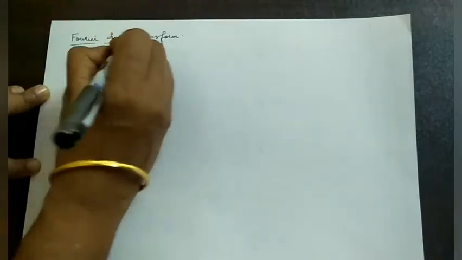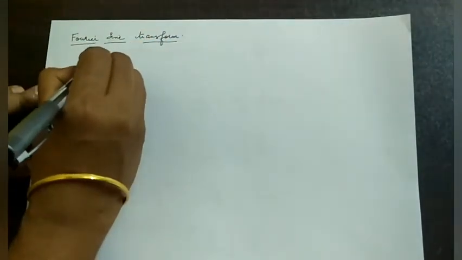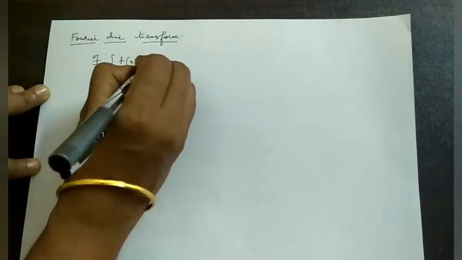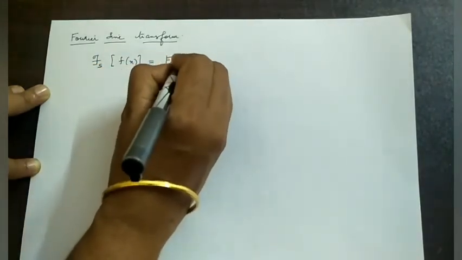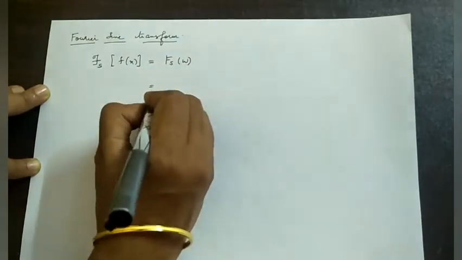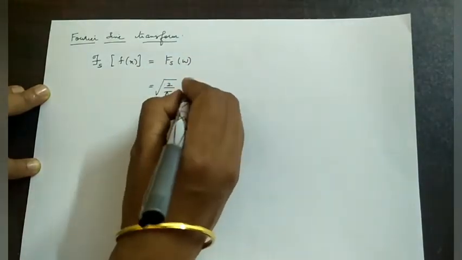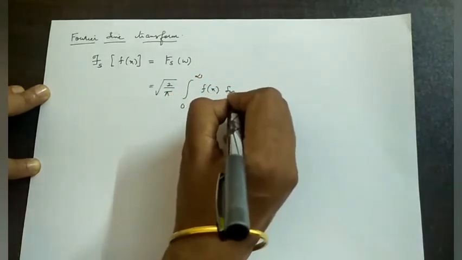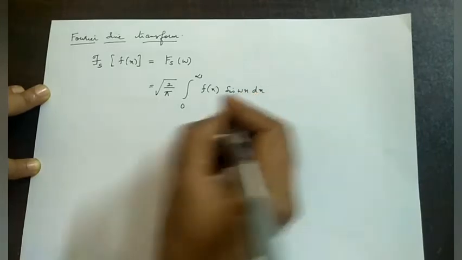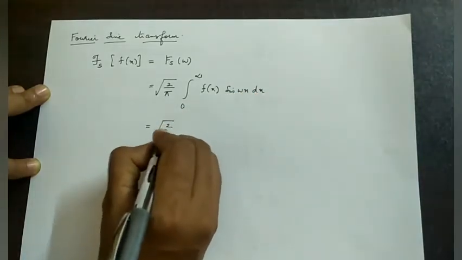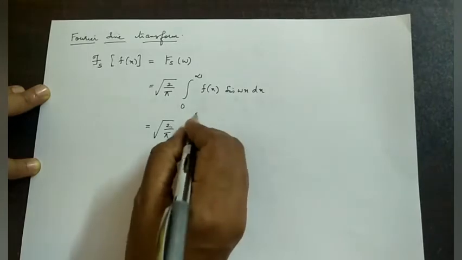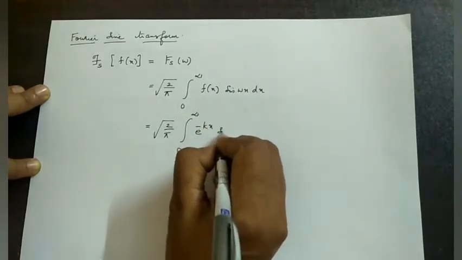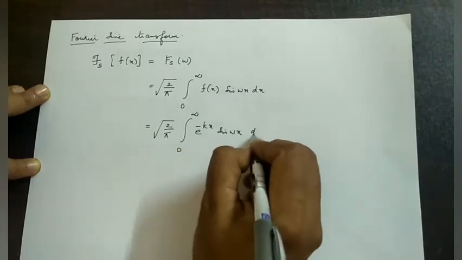The Fourier sine transform is denoted using this notation. Fourier sine transform of f of x is equal to f suffix s of omega, which is equal to root 2 by pi integral from 0 to infinity f of x sine omega x dx. It is equal to root 2 by pi integral from 0 to infinity, in the place of f of x we have e raised to minus kx sine omega x dx.